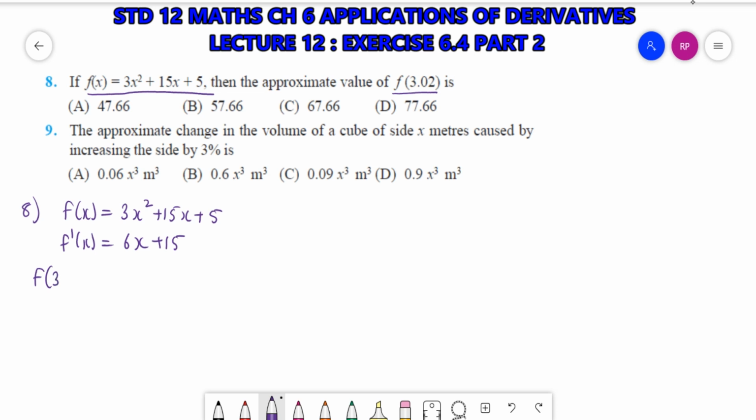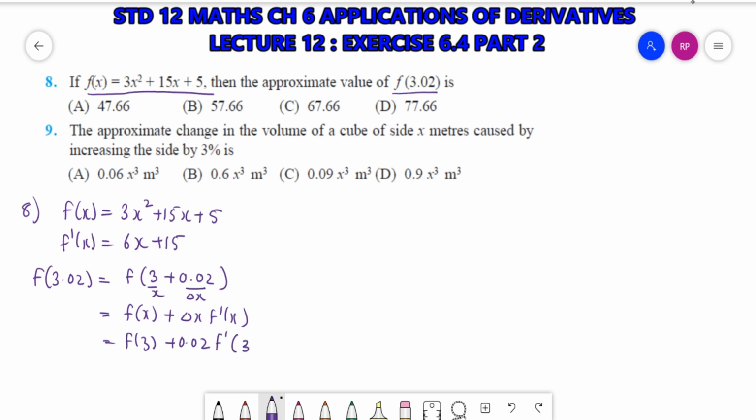So f of 3.02 is equal to f of 3 plus 0.02. This is x, this is delta x. So this will be equal to, we will use the formula f(x) plus delta x into f dash x. So f of 3 plus 0.02 into f dash 3.